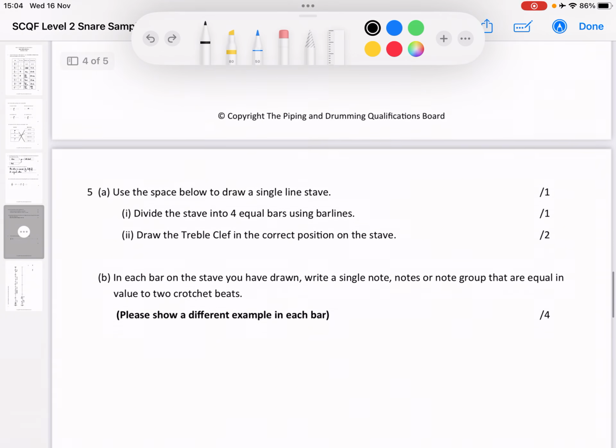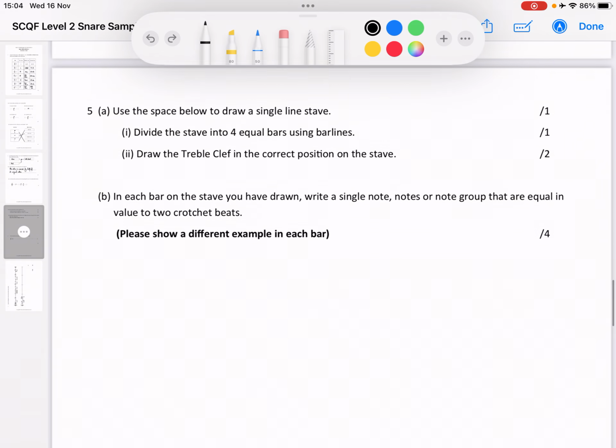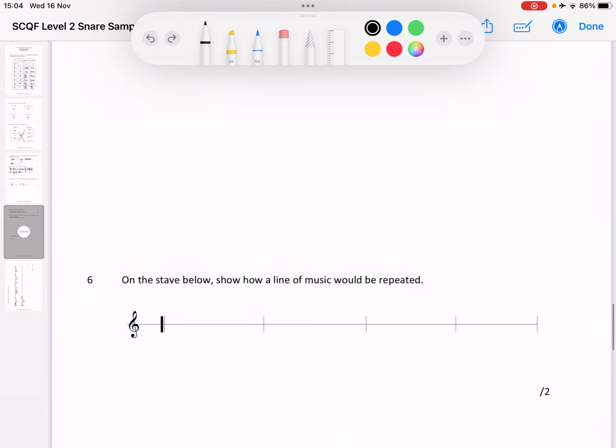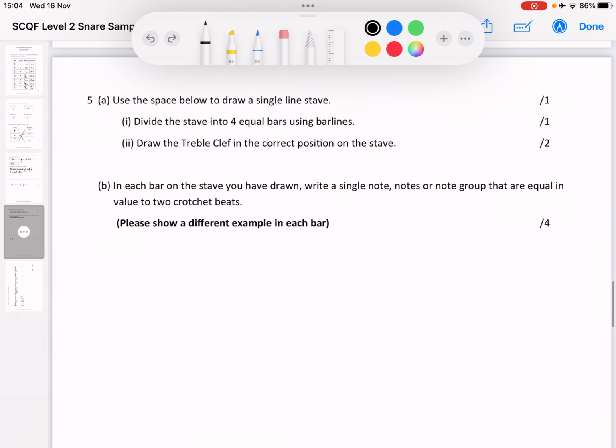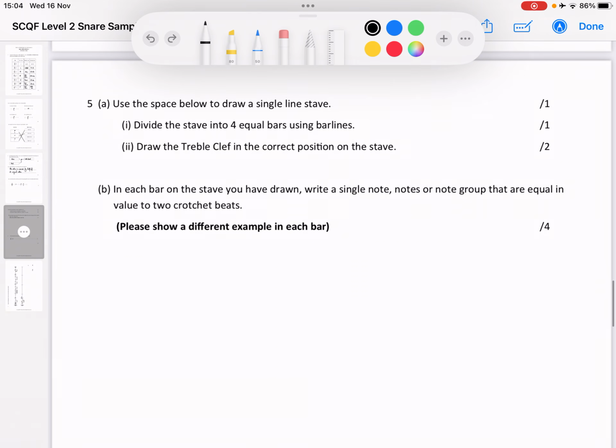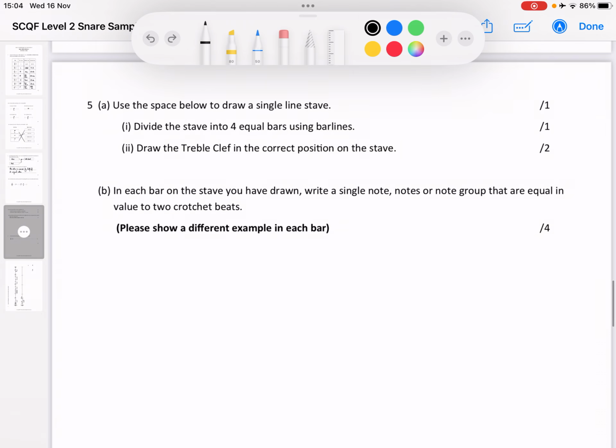In the space below, draw a single line stave. We're going to do this one bit at a time. So draw a single line stave. Let's do that. I'm going to try and zoom out a bit so my ruler can fit the whole page. I'm using a ruler on an iPad screen. Done. Divide the stave into 4 equal bars.